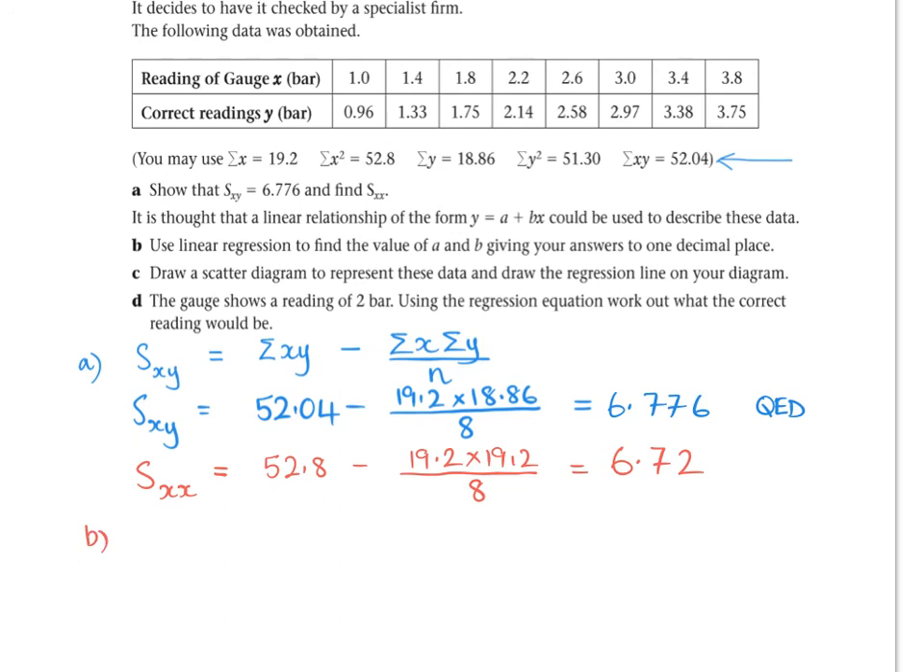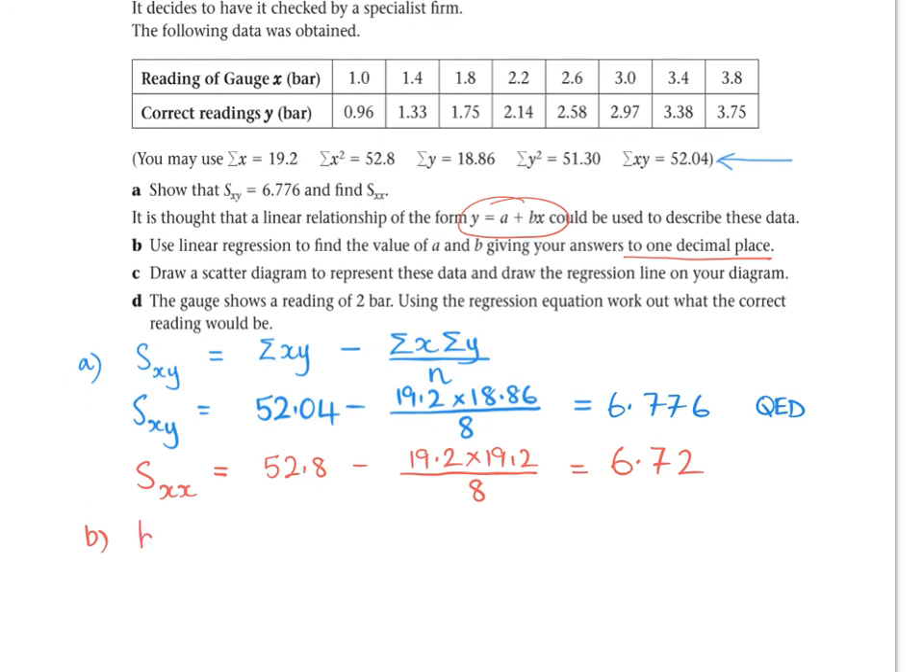Right, part B then. Use linear regression to find the value of a and b, giving your answers to 1 decimal place. So read the question carefully, because most of the time you'll give it to, say, 3 significant figures, but they're asking for a degree of accuracy. So we're going to get this regression line of y on x.